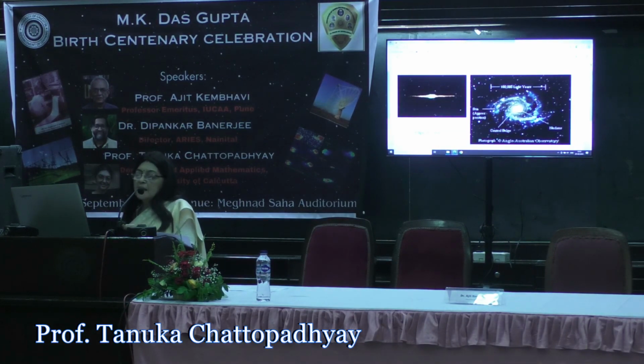This is the picture of our galaxy. Our galaxy is a spiral galaxy. This is the edge-on view, that is, our line of sight is along the plane of the galaxy. And on the right side is the face-on view, that is, our line of sight is perpendicular to the galaxy. So this is a spiral galaxy.